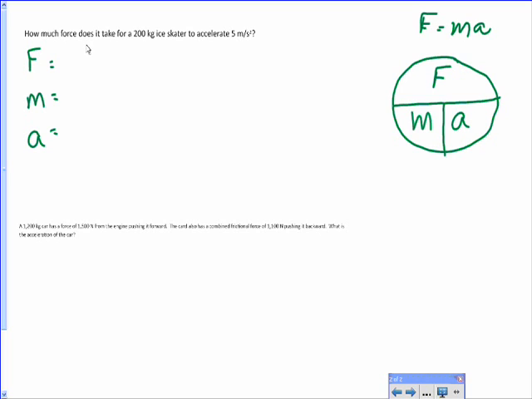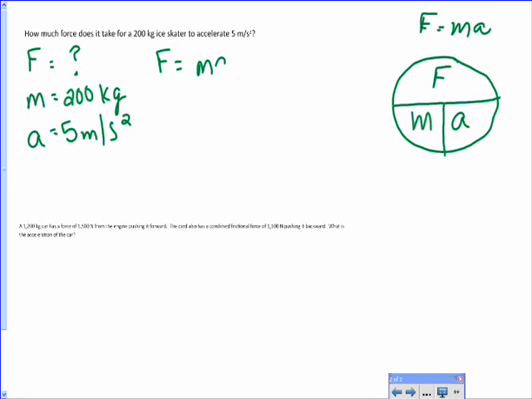All right, let's go ahead and start this question. How much force does it take for a 200-kilogram ice skater to accelerate 5 meters per second squared? All right, so it's asked us how much force. So that's going to be a question mark. Our mass is going to be 200 kilograms. And our acceleration is going to be 5 meters per second squared.